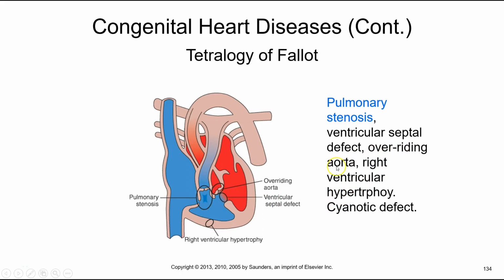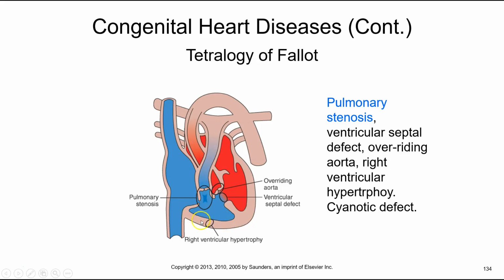You've got an overriding aorta. So instead of that aortic valve being exclusively associated with the left ventricle, that aorta is overriding the ventricular septal defect. So every time your ventricles contract, you're having blood push into both of these at the same time, probably more the aorta than the pulmonary trunk. So that creates a unique problem.